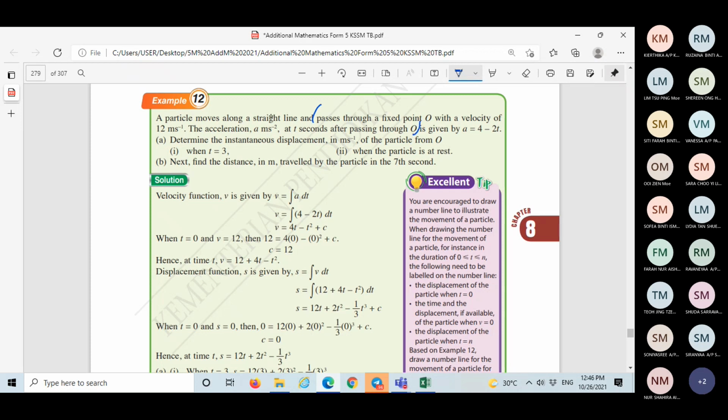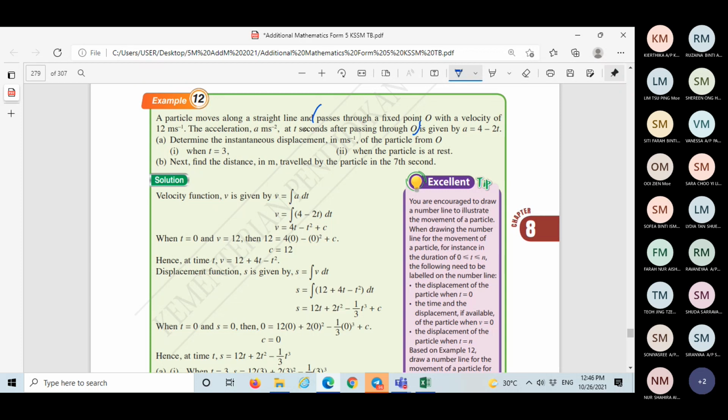So I repeat, a particle moves along a straight line, this one nothing. Passes through a fixed point with this velocity, and then the t seconds after passing through O.